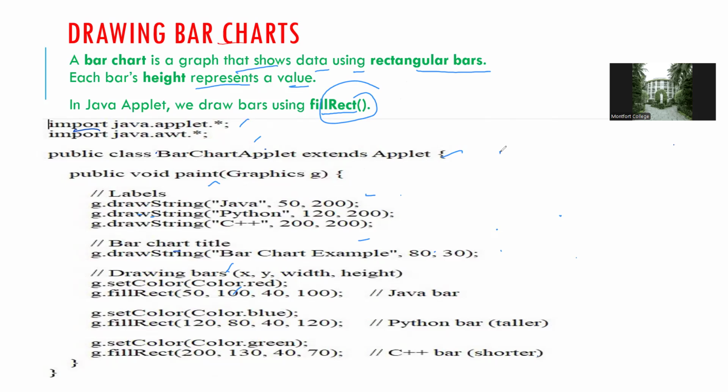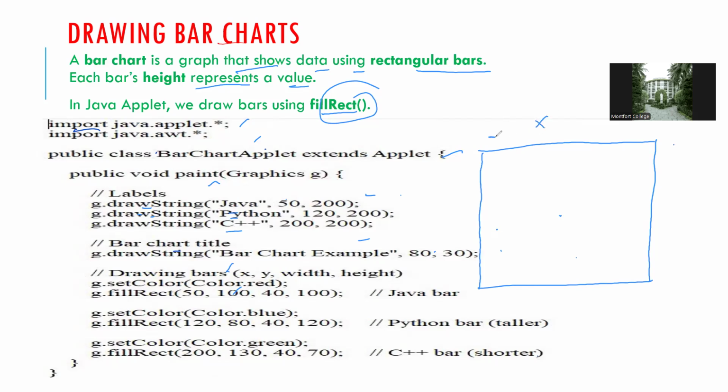the component on the applet window. So consider this is the applet window. In this applet window, we are going to draw the bar chart. So first of all, you see g.drawString. Strings: Java we have, Python we have, C++ we have. In which coordinates? In 50, 200, x-axis 50.